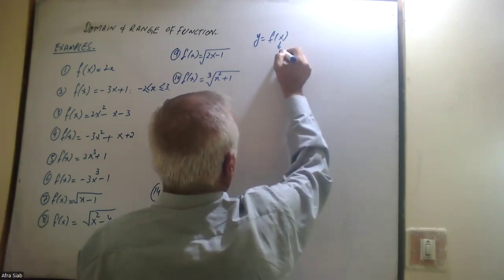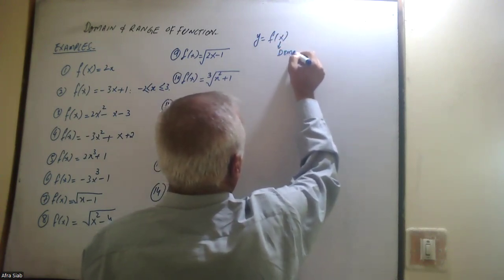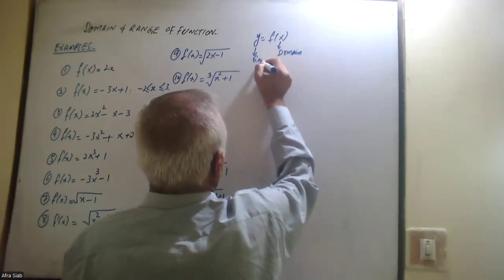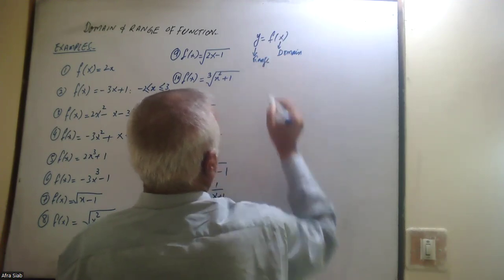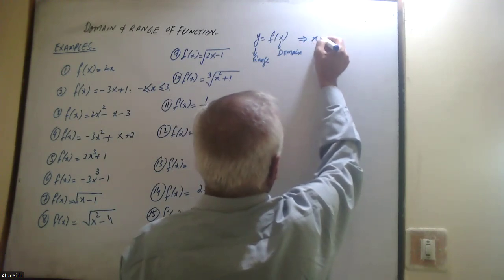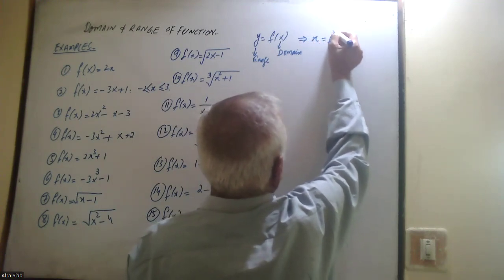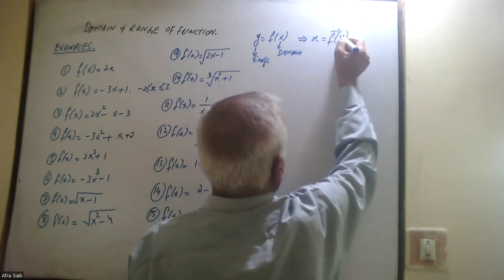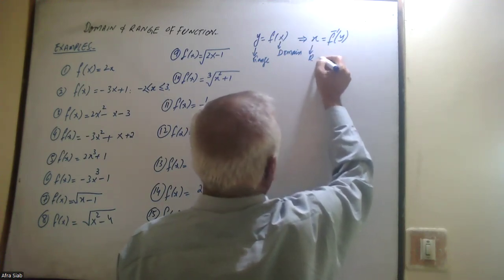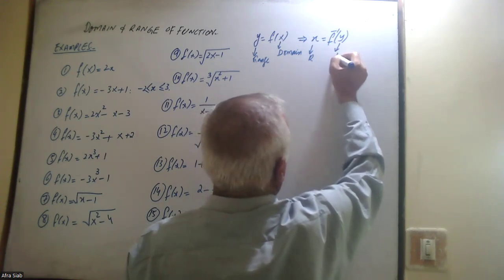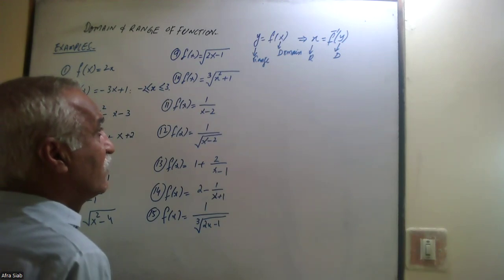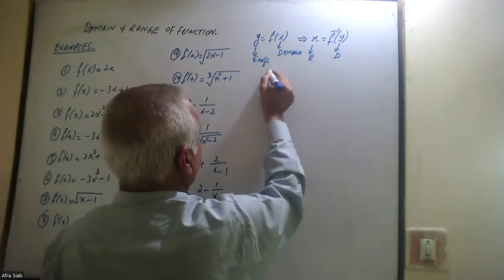Then this x is known as the domain and this y is known as the range. And if we make x the subject, the inverse of this function, then x is equal to f inverse of y, then x will be the range and y will be the domain. So this is basically defined for these two functions.